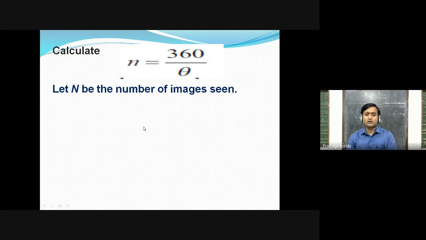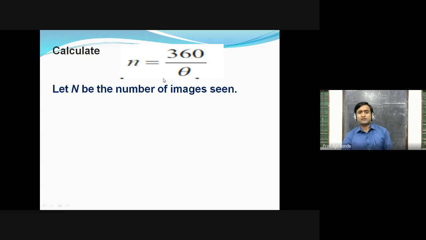Okay, now see over here, the formula is N is equal to 360 upon theta, where theta is the angle between two plane mirrors. If theta is the angle between two mirrors, let capital N be the number of images seen. Then what are the rules? First of all, whichever will be the angle theta, you have to divide 360 by that.